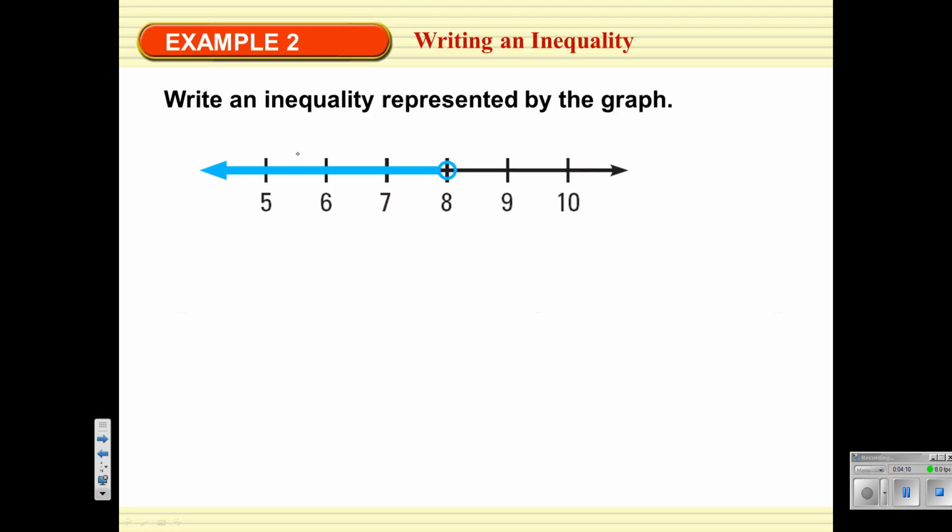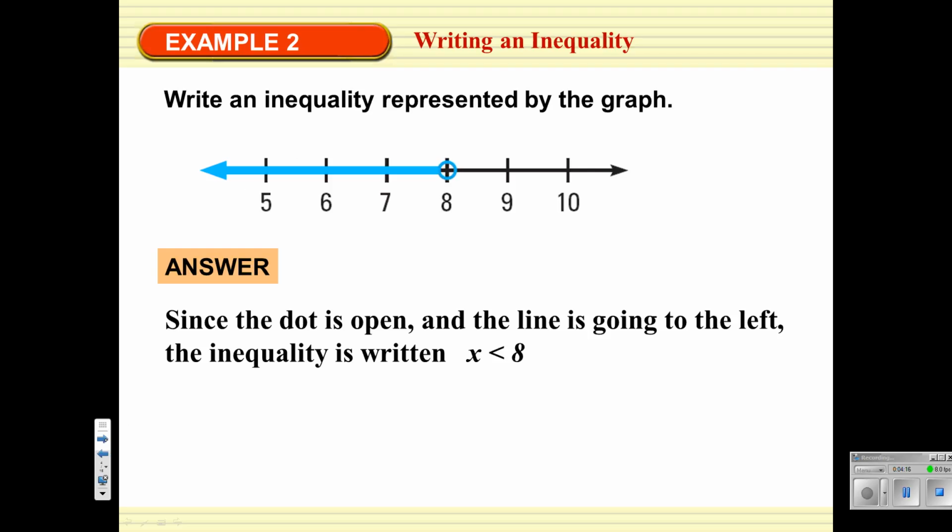Okay, example 2, write an inequality that's represented by this graph. Since the dot is open and the line is going to the left, the inequality is written x is less than 8. It's a good example, kind of similar to the last one. Open dot means 8 is not included, because 8 is not less than 8, it's equal to. That's why it's an open dot. All of these values are less than 8.